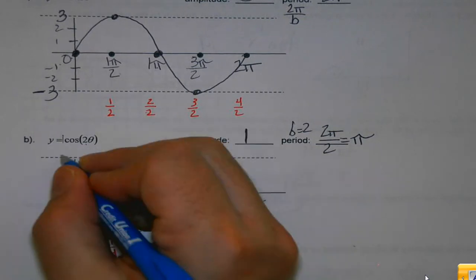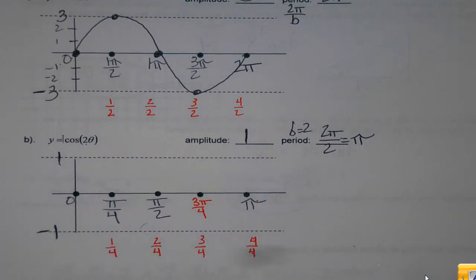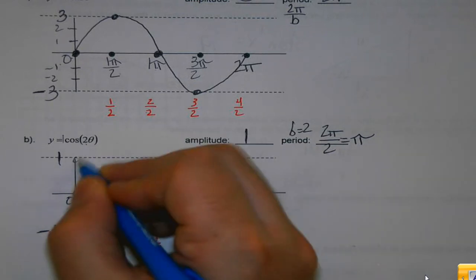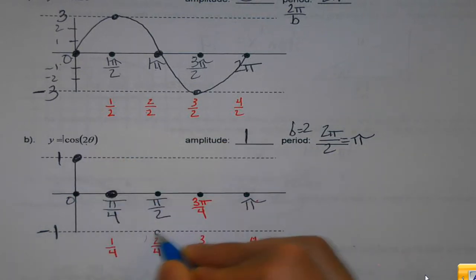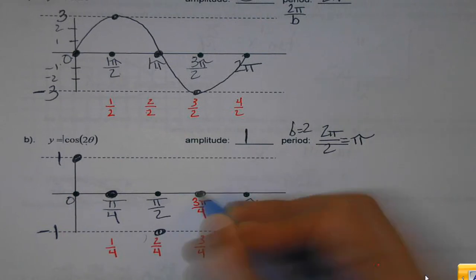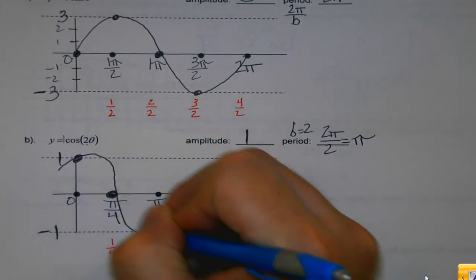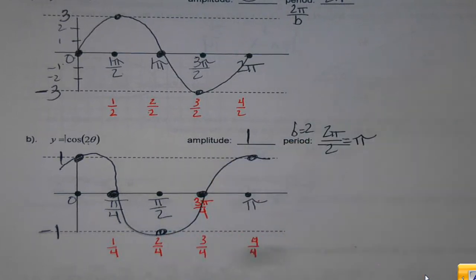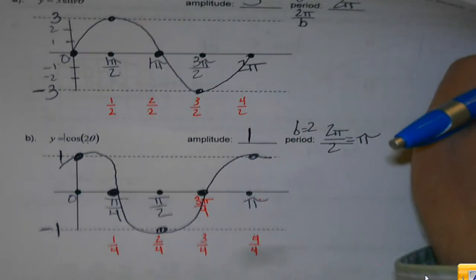My amplitude is 1, so get 1 and negative 1 going here. And then cosine starts at whatever your A value is, which in this case is 1. So 1, 0, negative 1, 0, 1, because it should look kind of like a big U shape, not V. And we're set. Little things, little things, little things.